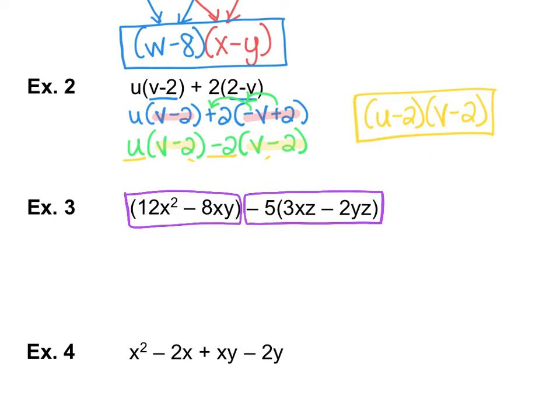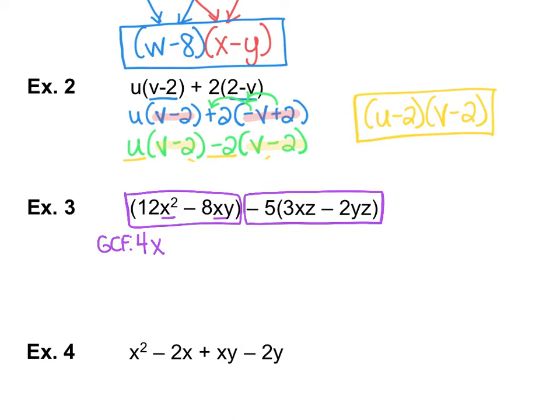So let's look at this first box, 12x squared minus 8xy. Well, we do know 12 and 8 have 2 in common, but we want the greatest common factor, and they have a 4 in common. So we have an x squared here and an x. Remember, for GCF, we always go with the lowest. So they do have a single x in common, and they do not have any y's in common.